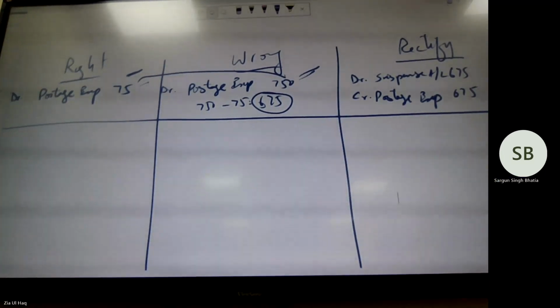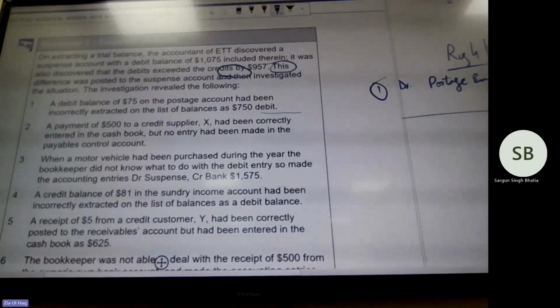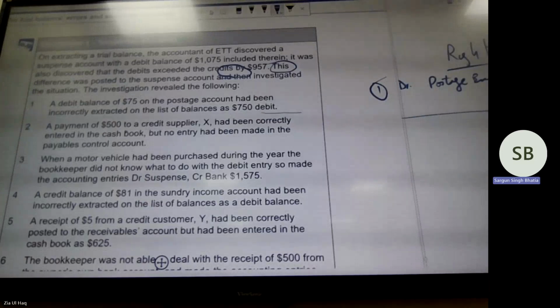Now, number two, a payment of 500. Sir, I have a question. Every time there is an unknown transaction, where we don't know where the amount goes, we have to open a suspense account. Exactly. Okay. A payment of 500 to a credit supplier X. What could be the entry for this?